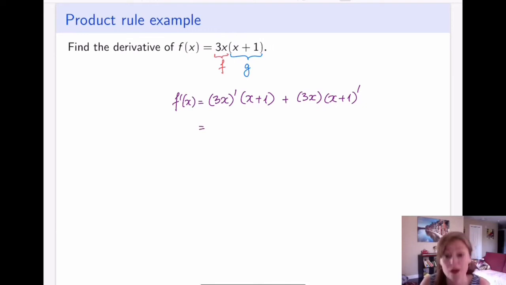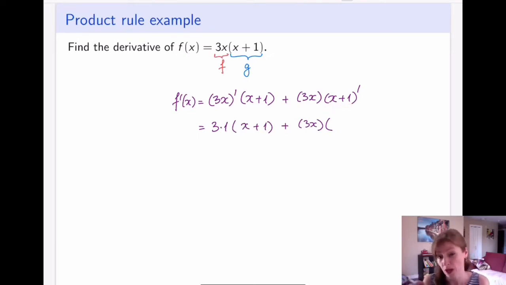Now I actually have to go ahead and take those derivatives. So what is the derivative of 3x? Well, the constant I can just leave, and then I have to take a derivative of x, which is just 1. It's 1 times x to the power 0, which is just 1. And then times this (x plus 1) bracket, and then I have 3x, and now I need to take a derivative of x plus 1.